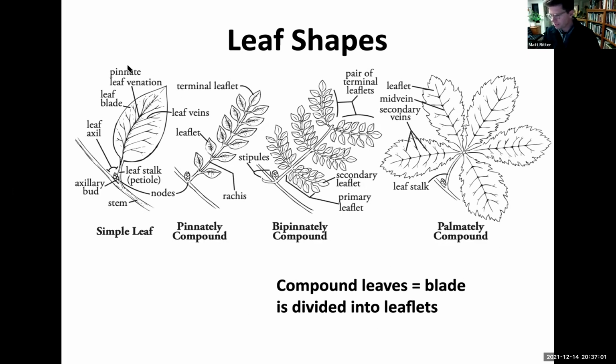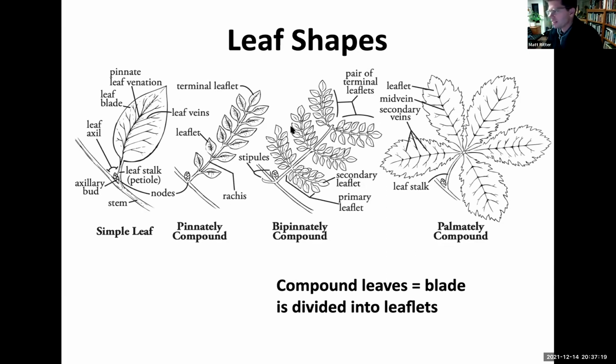The one on the far left here, which I'm circling, is a simple leaf. Word is right there, simple leaf. That means the leaf blade is not divided into leaflets. So the blade itself is undivided. It has a leaf stalk that Jenn talked about that comes down to the bud at an area where we call the node. So there's a node there.